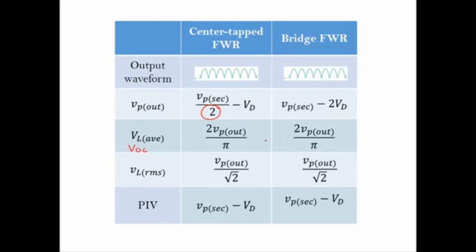And then in terms of the VL average, also known as VDC, the DC voltage, the general equation is the same: V peak out over pi. So you need to determine the VP out first. For the VRMS, it is the same as the VDC in that the general equation is similar for both center tap and bridge: V peak out over square root 2. And the PIV is also the same.